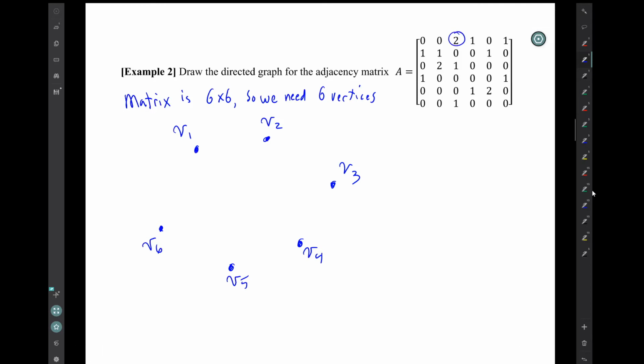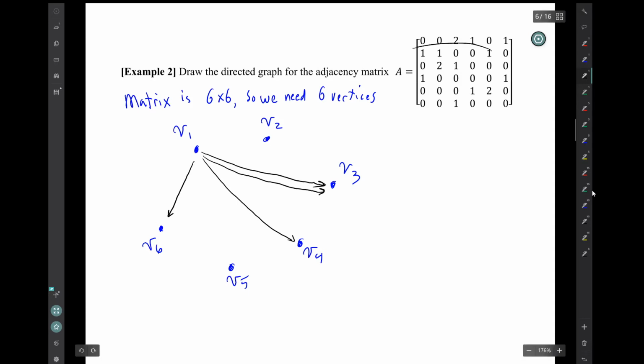This 2 indicates that there should be 2 arrows from vertex 1 to vertex 3. This 1 indicates that there should be 1 arrow from vertex 1 to vertex 4. This 1 indicates there should be 1 arrow from vertex 1 to vertex 6. I can continue in this manner, and it's all fairly straightforward. I'll do this collection of entries.